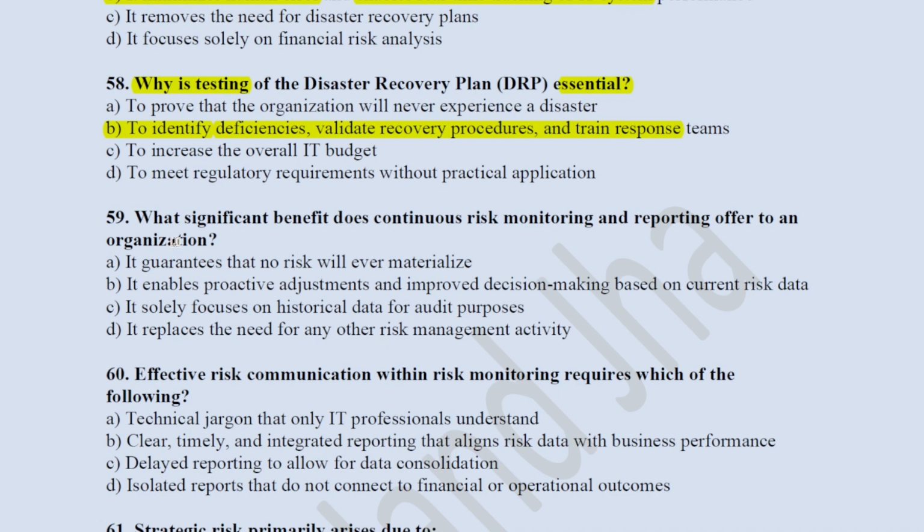What significant benefit does continuous risk monitoring and reporting offer to an organization? It guarantees that no risk will ever materialize. It enables proactive adjustments and improved decision making based on current risk data. It solely focuses on historical data for audit purposes. No, it replaces the need for any risk management activity. No, so the answer should be B.